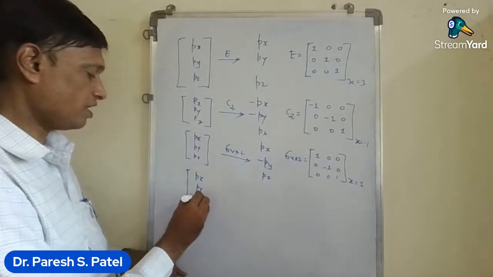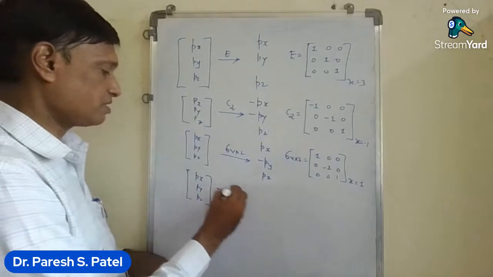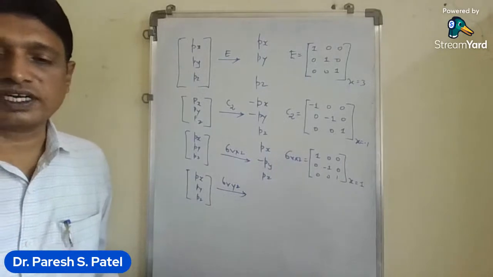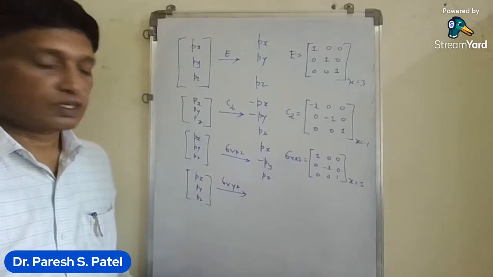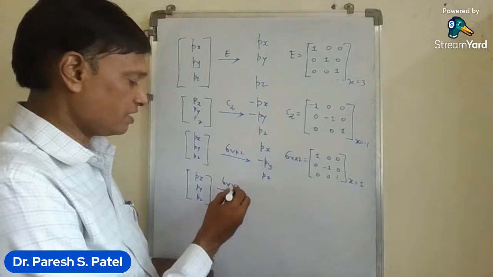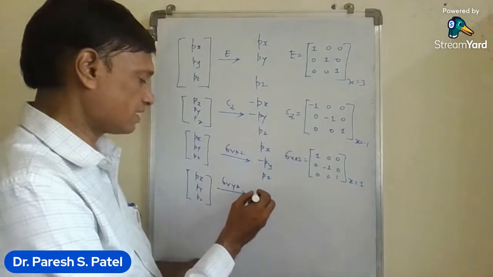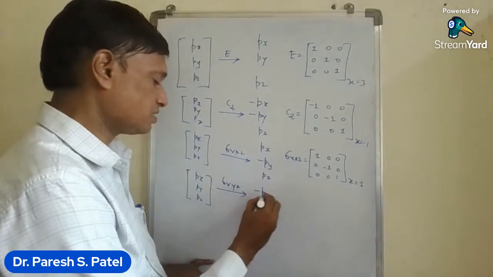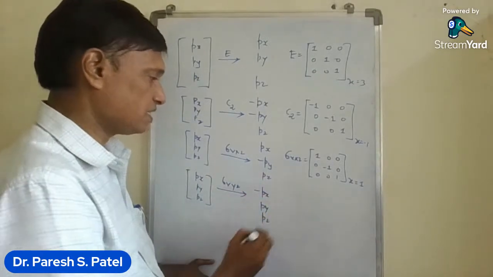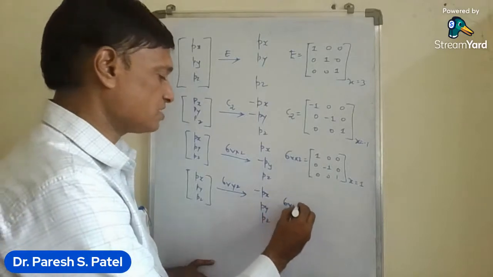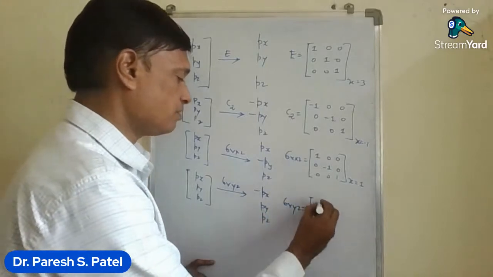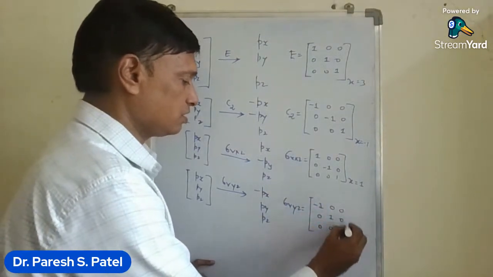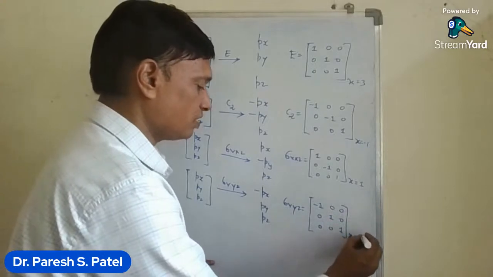Px, Py, and Pz. If we operate sigma v(yz), in case of the yz plane, x is perpendicular to the yz plane. Px is perpendicular to the yz plane. It means minus Px, Py remains as it is, Pz as it is. So sigma v(yz) is equal to minus 1 0 0, 0 1 0, 0 0 1, and here the character is equal to 1.